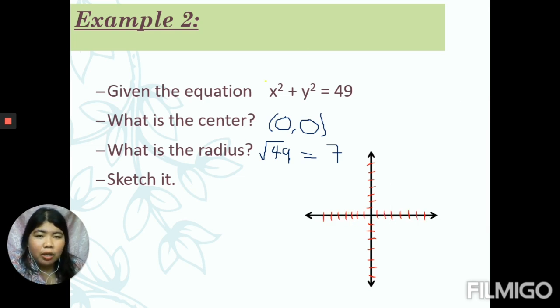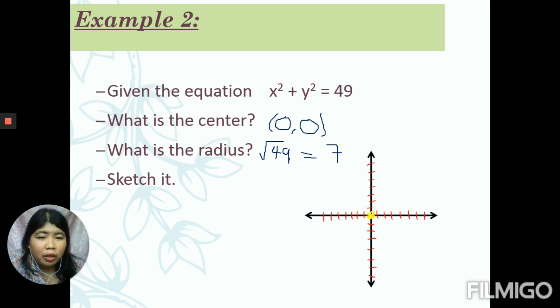Una, you have to sketch the center. So, the center is 0, 0. So, locate 0, 0 in your Cartesian plane. 0, 0 is located here. The center, di ba? Sa center ng ating Cartesian plane. And then, 0, 0. 0 yung x, 0 din yung y.